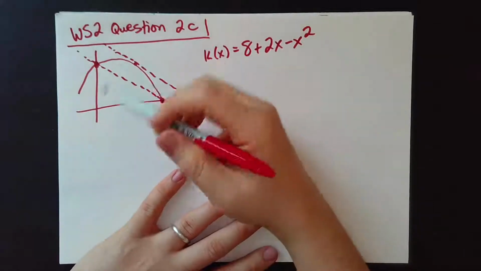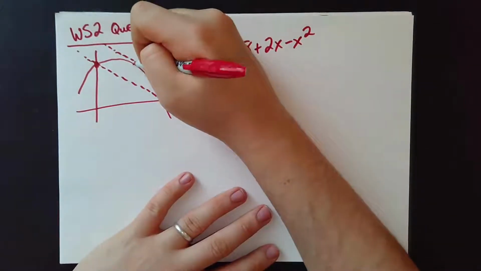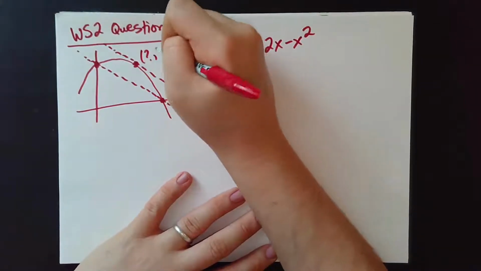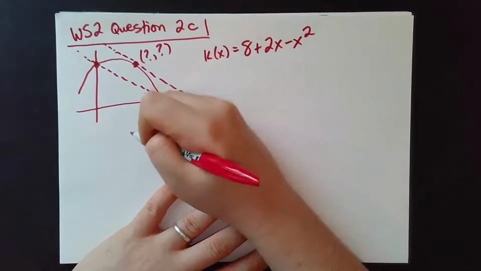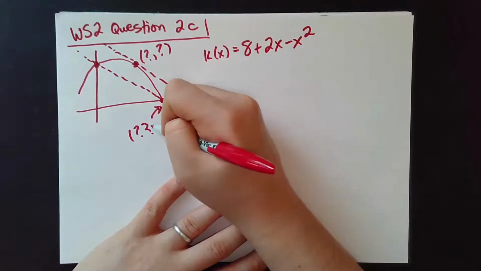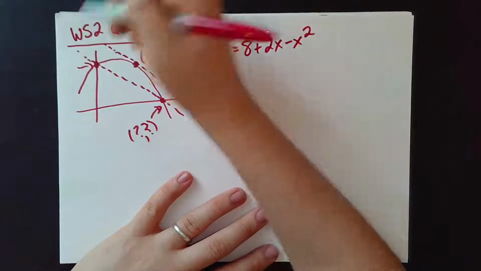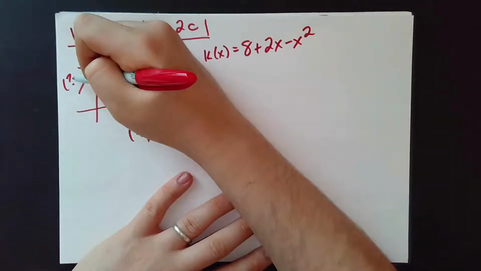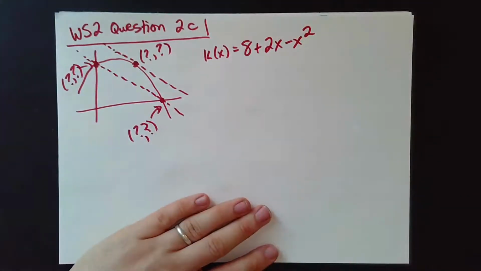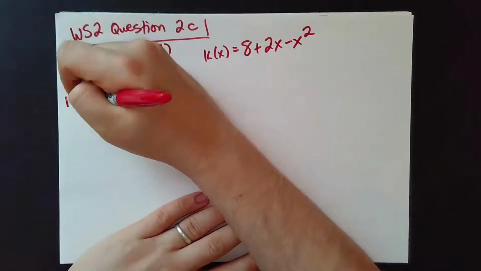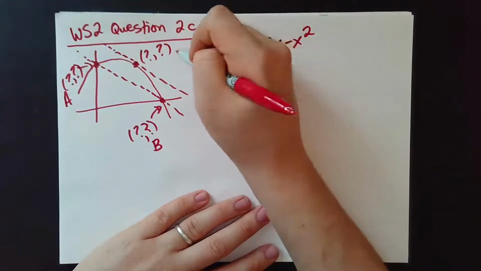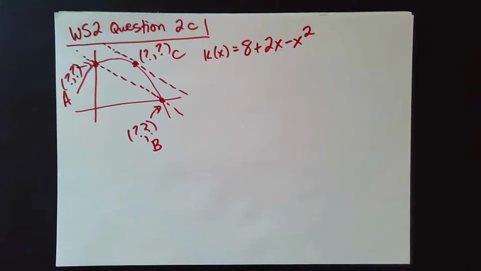These are meant to be parallel. I think I drew them relatively parallel. And so the question is, what are the coordinates of all of these points? I'll go ahead and label the points as A, B, and C. So we can go through and look at these.